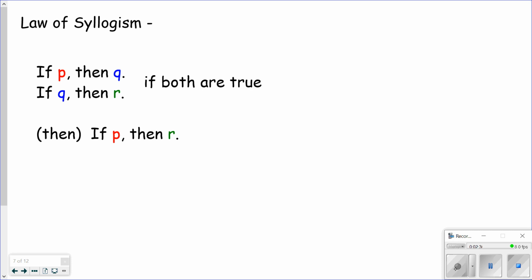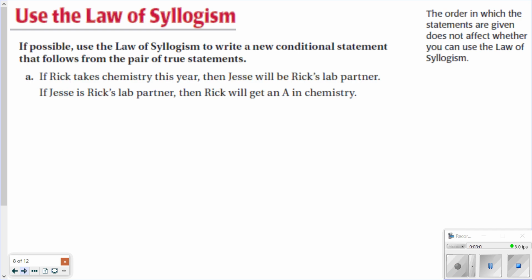The next law I'm going to talk about is the law of syllogism, and I'm going to call this the law of Syl. So if P, and P is just some situation, then Q. Remember, Q is just another situation. If Q occurs, then R occurs. Therefore, if P happens, we know that R is going to happen. So let me state that again. If P, then Q. If Q, then R. Therefore, if P occurs, we know R is also going to occur. This will make more sense once we put it together with an example.